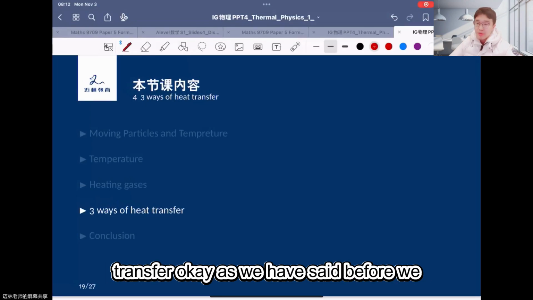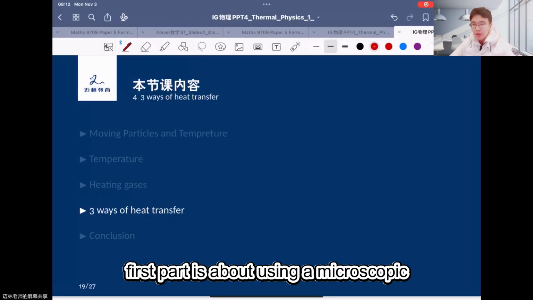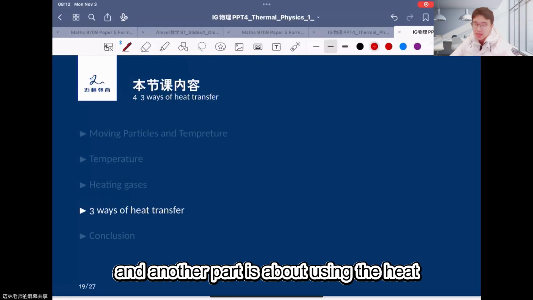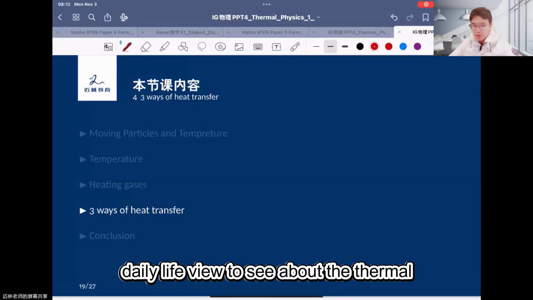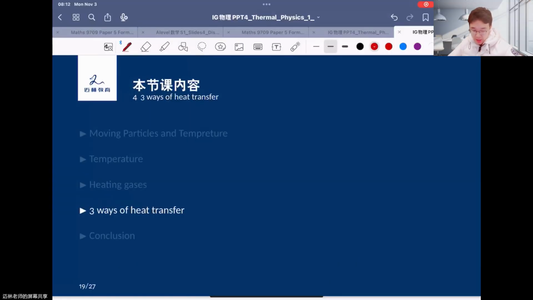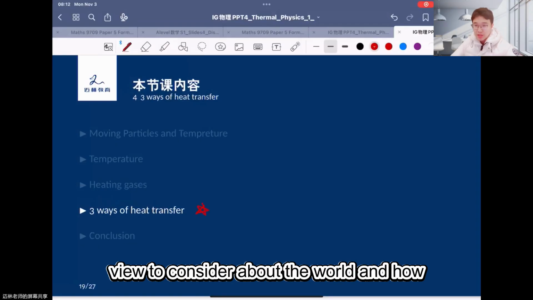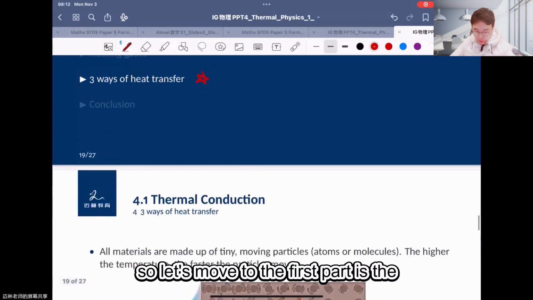As we have said before, we have two parts in thermophysics. The first part is about using microscopic views to see the particles and molecules, and the other part is about using heat transfer, or the daily life view, to see thermophysics. Today's view is about using your daily life view to consider the world and how heat can transfer. So let's move to the first part.